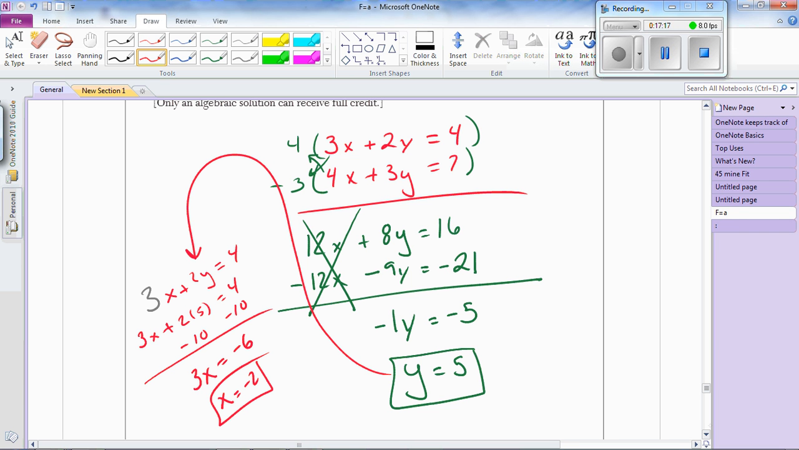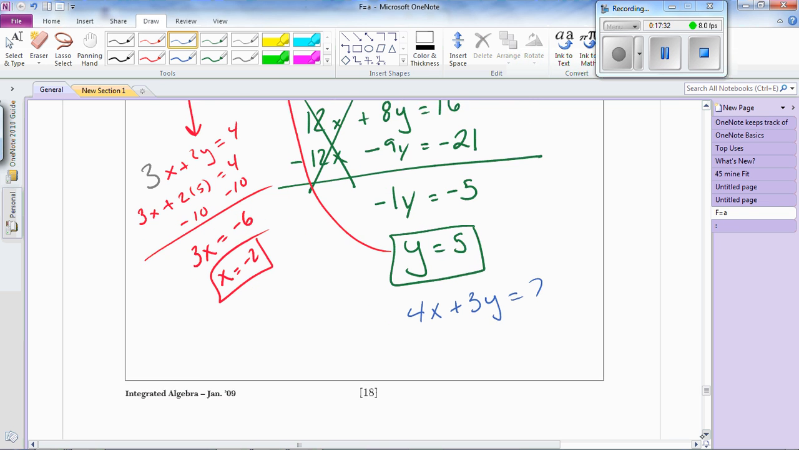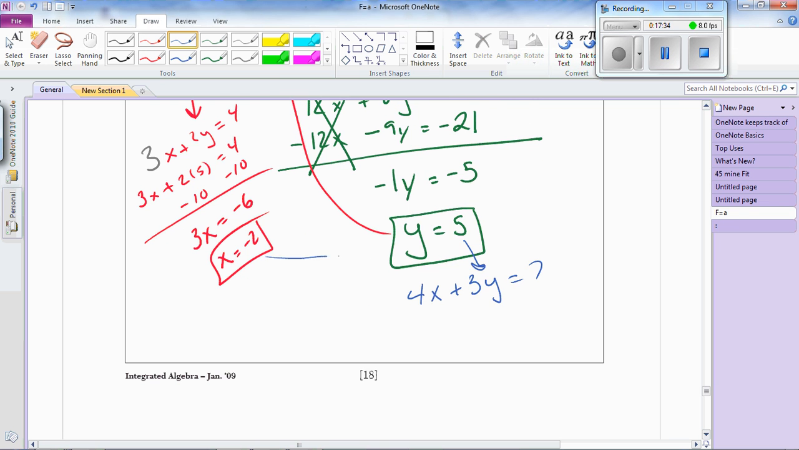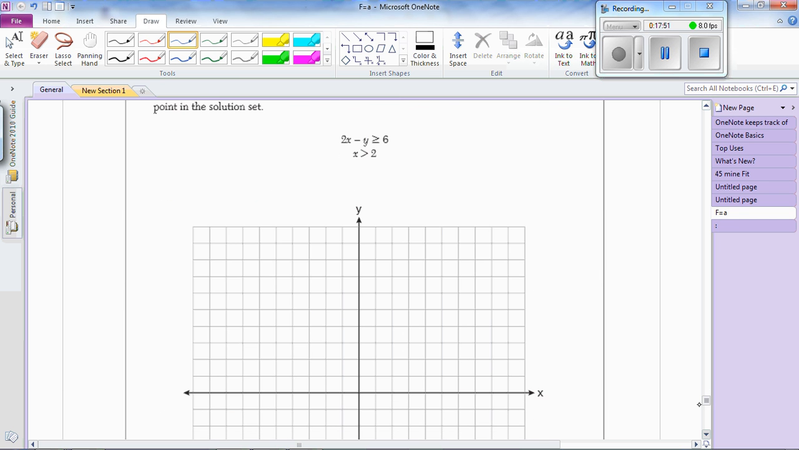Of course, you guys are relatively intelligent kids. You know that I am now going to check this. Rewrite the second equation, which is 4x plus 3y equals 7. We're going to plug both of these in there. So 4 times negative 2 plus 3 times 5, does that equal 7? And this is negative 8 plus 15 equals 7. Yay! Way too excited. Oh my gosh.